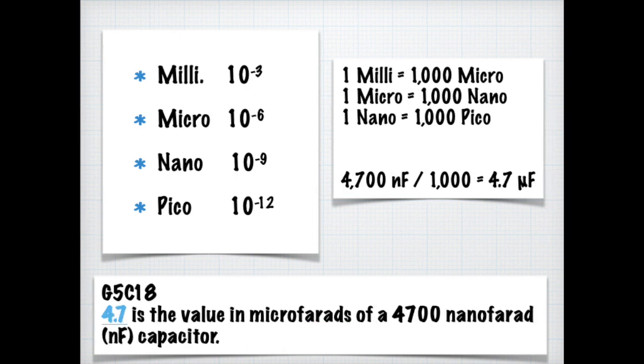In this slide, or the next question, we're asked to go from nanofarads to microfarads. So again, the nano is -9 and the micro is -6. There's 3 zeros in between, so we know that we're dealing with 1,000. So given the 4,700 nanofarad capacitor, we simply divide it by 1,000 and come up with 4.7 microfarads. It's simple math, but if you don't want to do the math, just remember that 4.7 is the value in microfarads of a 4,700 nanofarad capacitor.